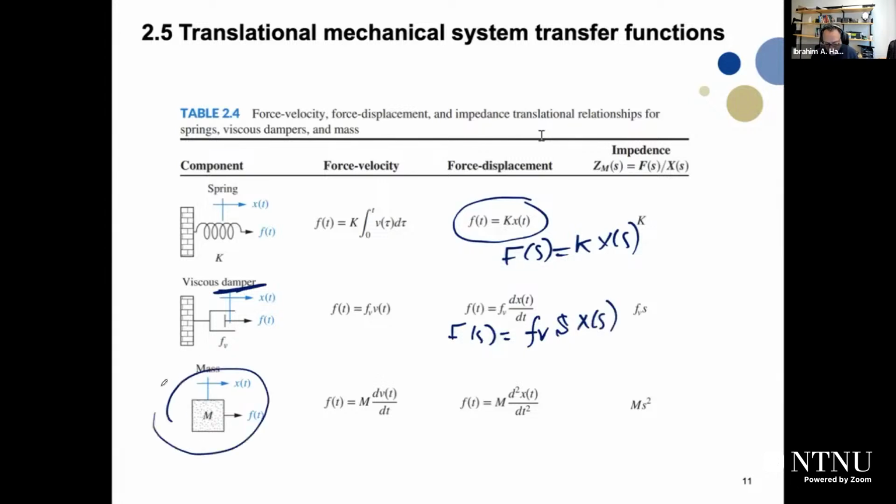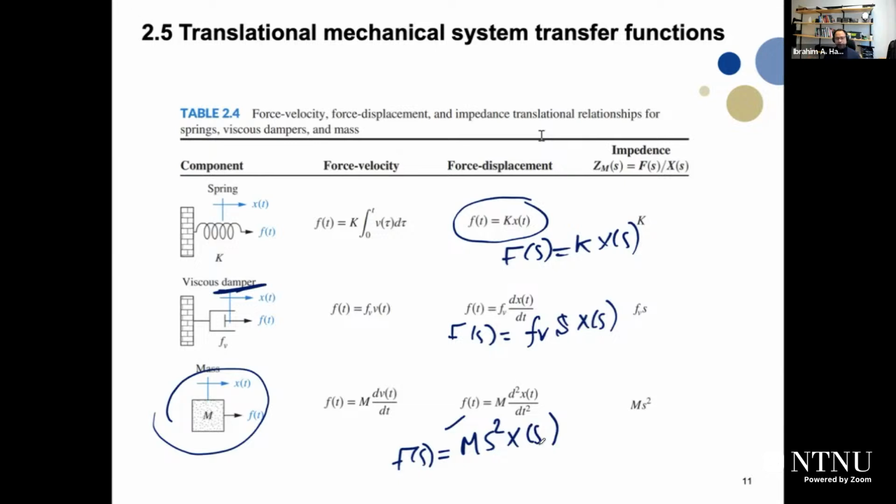The mass will generate a force which is proportional to the acceleration. For example, you have your car and you try to push it. If you need to push it, you need to generate a force, and it will generate a force to resist you. This force will equal m multiplied by the acceleration. So in the S domain, it will be F of S equal m s square X of S. So this is the most important.